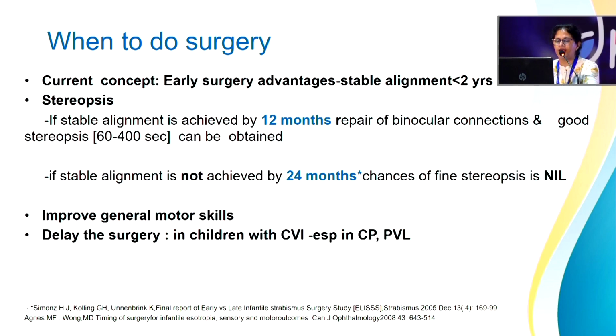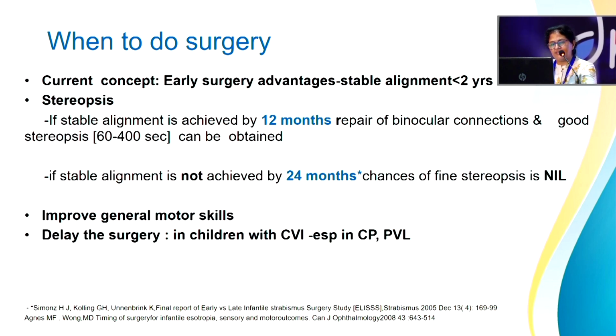in early cases. So when to do the surgery? The current concept is that early surgery has advantages, and the eye should attain a stable alignment within 2 years of life. About the stereopsis, it is said that if stable alignment is achieved by 12 months, there can be good stereopsis. And if stable alignment is not achieved by even 24 months, the chances of fine stereopsis are nil. Not only that, early surgery can improve the general motor skills of the child.